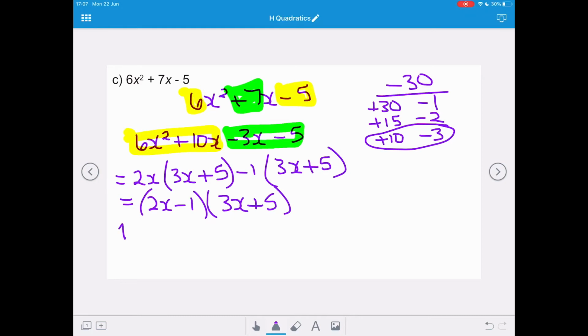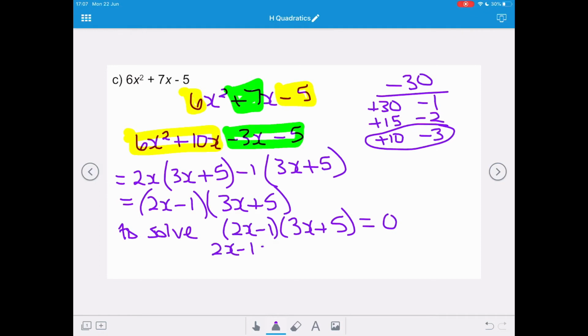And to solve that trinomial, we equate those brackets to 0. So we've got (2x minus 1)(3x plus 5) equals 0. And so 2x minus 1 equals 0. Or we've got 3x plus 5 equals 0. And if we rearrange to solve, we get x equals a half, or x equals negative 5 over 3.